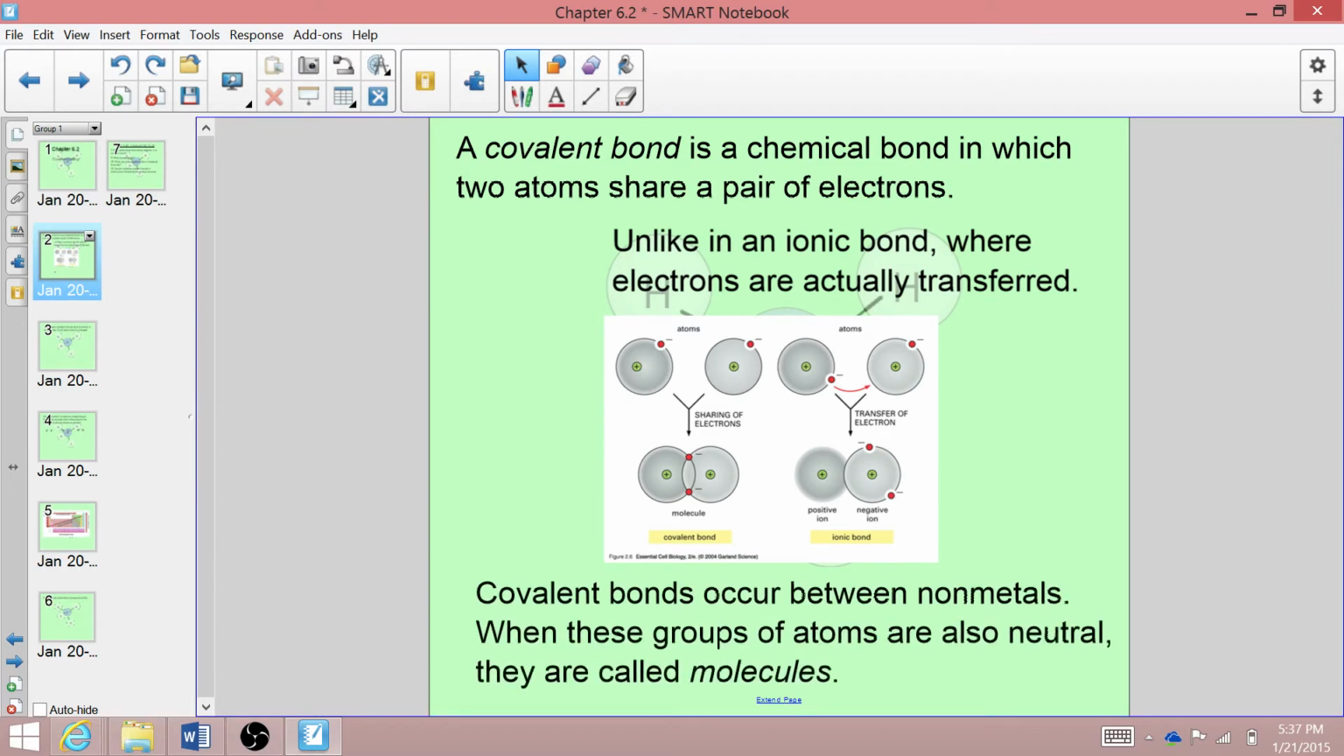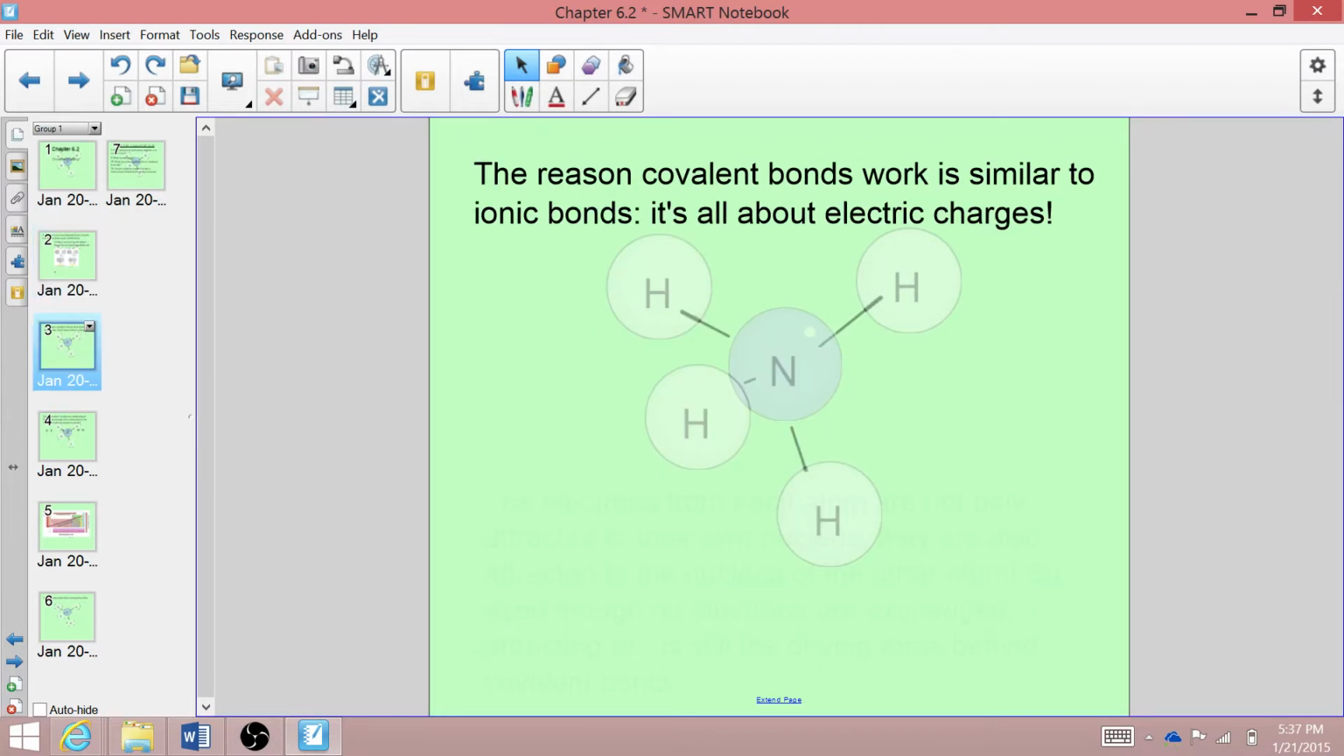And covalent bonds occur between nonmetals. When these groups of atoms are neutral, they're called molecules. So a molecule is a neutral group of nonmetals that are bonded by covalent bonds. Now, the reason covalent bonds work is similar to ionic bonds. It's all about electric charges.